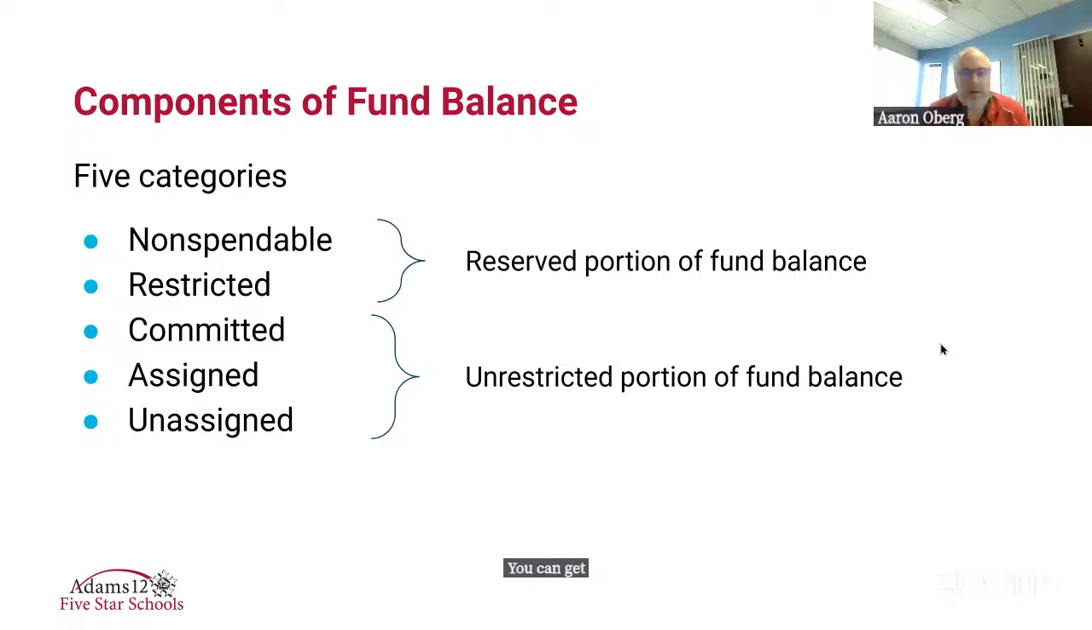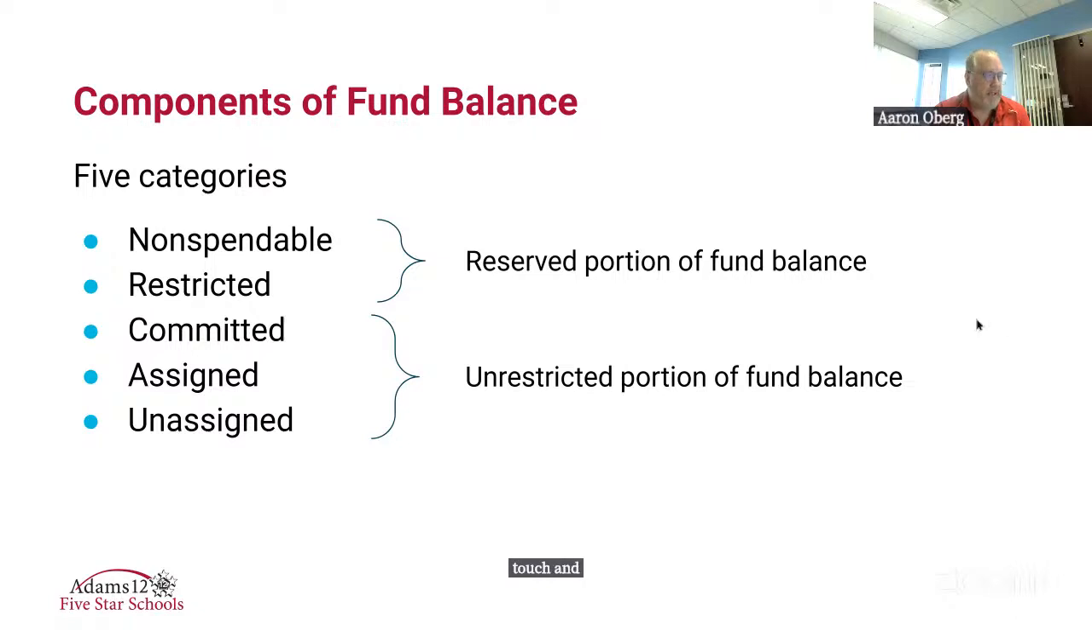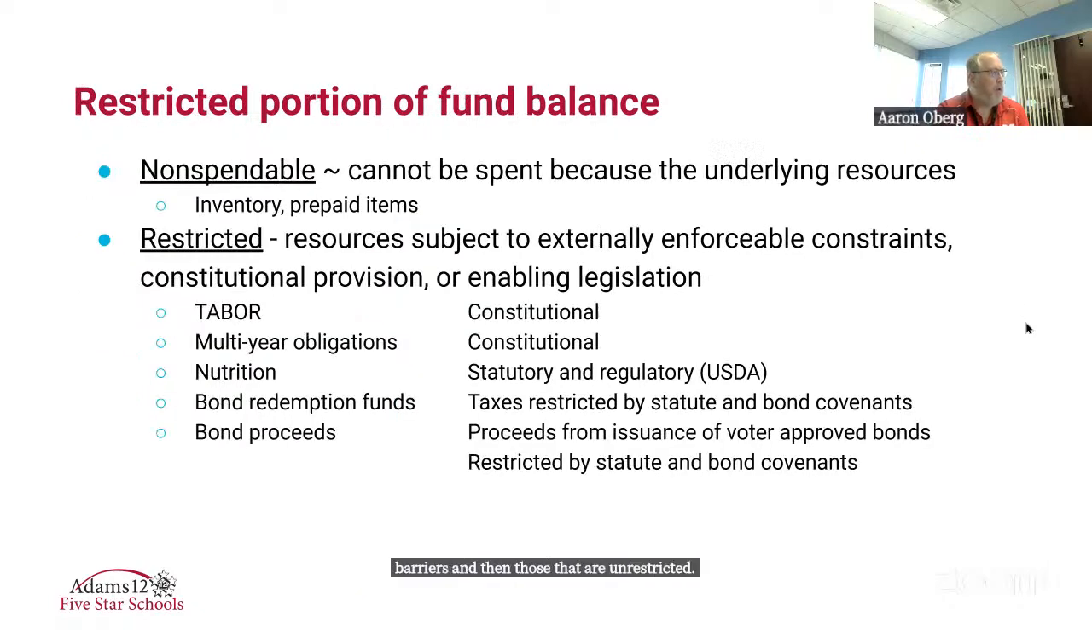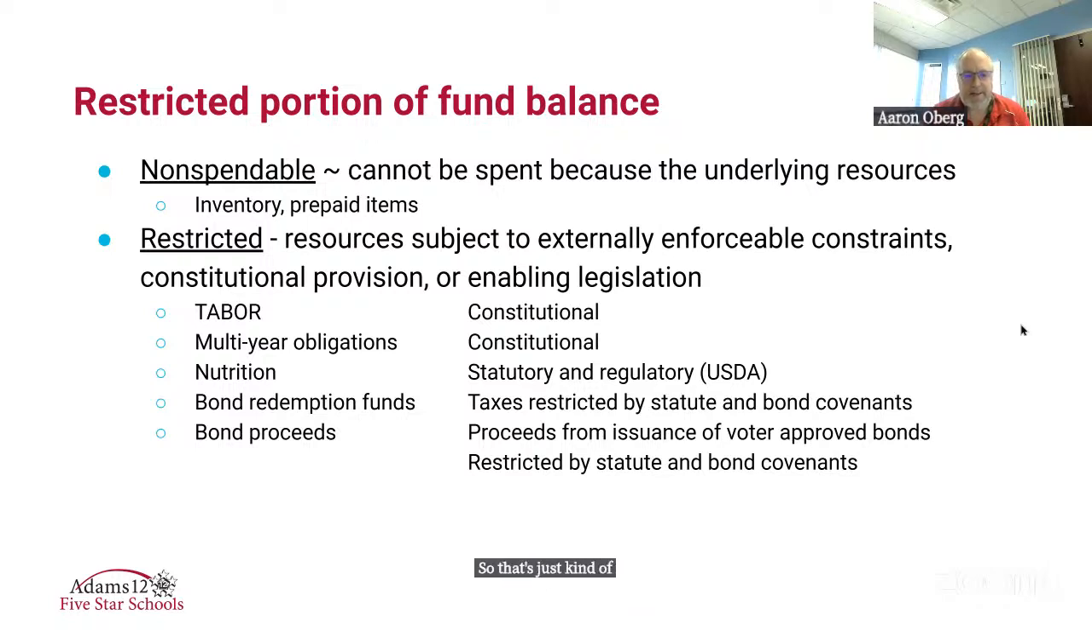So we do have categories of fund balance. There are two: those that are reserved and we can't touch, or we can't touch without significant barriers, and then those that are unrestricted. Non-spendable, we can't spend it because we already spent it. That's inventory and prepaid items. That's fund balance that's set aside because it's not an expense yet, but we've purchased those items.